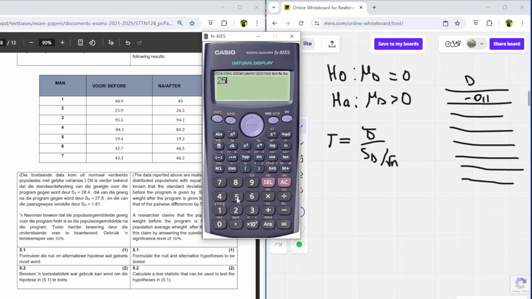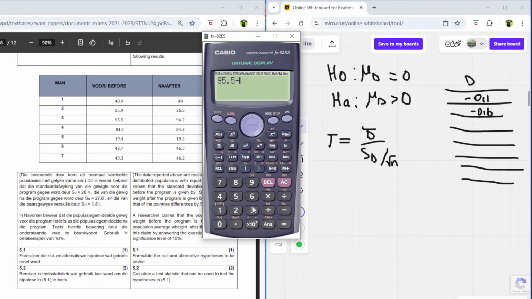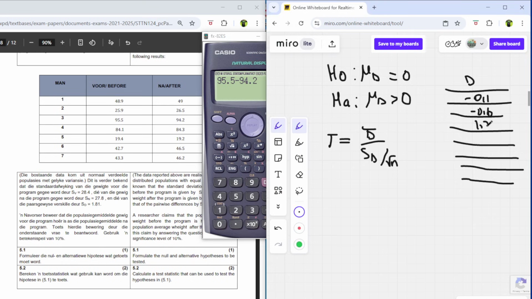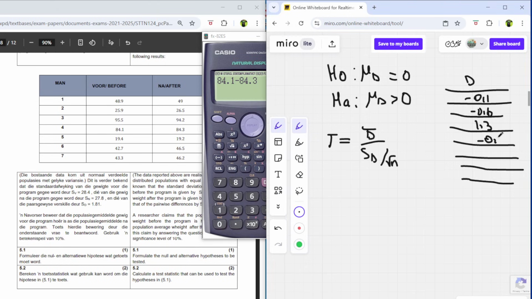25.9 minus 26.5 is minus 0.6. 95.5 minus 94.2, that is 1.3. And then 84.1 minus 84.3 is minus 0.2.